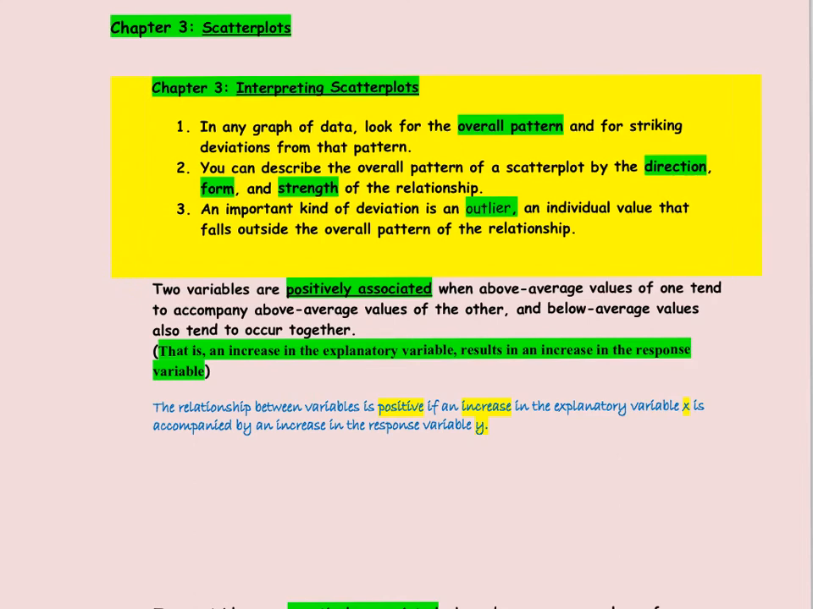If you're trying to find the relationship between two variables, the first thing we're going to do is construct a scatter plot. The scatter plot gives us at least some sense of the overall pattern, and that will help us determine the nature of the relationship between the explanatory variable that sits on the x-axis and the response variable that sits on the y-axis. Now you can describe the pattern by its direction, its form, and its strength.